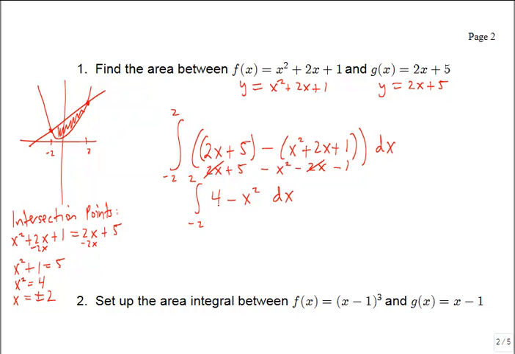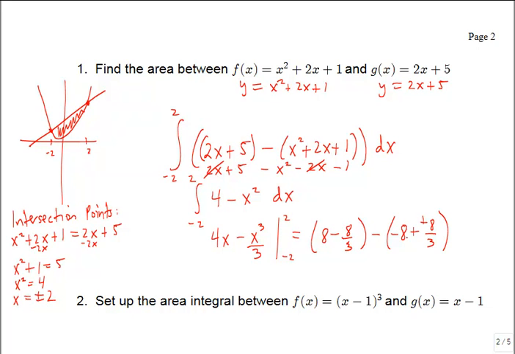The antiderivative of 4 would just be 4x, and then the antiderivative of x squared, if you use your power rule, you add 1 to the power and you divide by the new power. So that would be x cubed over 3, and into that we're going to plug in our two bounds. So if I plug in 2, 4 times 2 is 8, minus 2 cubed is 8/3. I'm going to wrap that in parentheses, and then I'm going to subtract from that, wrapped in parentheses, the negative 2 plugged in. So 4 times negative 2 would be negative 8, minus negative 2 cubed stays negative, so this will be a negative 8 over 3.